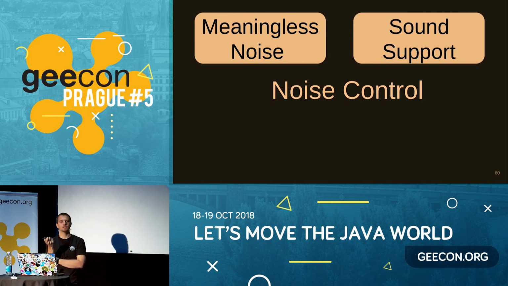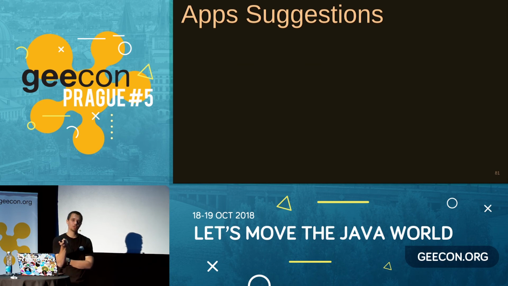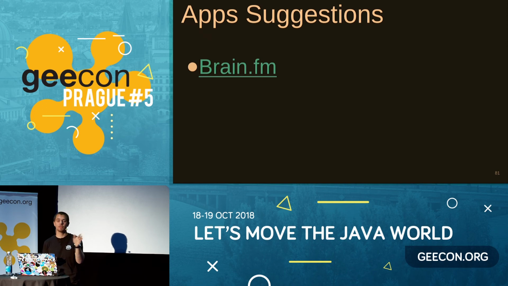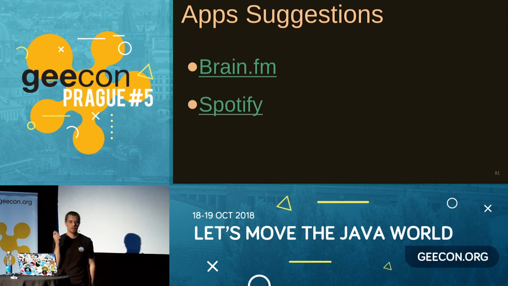But sometimes you still need sound support. And when it comes to sound support, there are some apps I recommend. Brain FM is a lifesaver. There is an offline function. I'm not bothered by screaming children on the plane or neighbors or anything like that. Brain FM helps you to focus, meditate, relax, even sleep. It's a great app. There's a free version as well. I encourage you to try that.